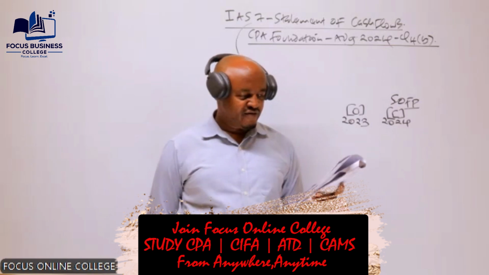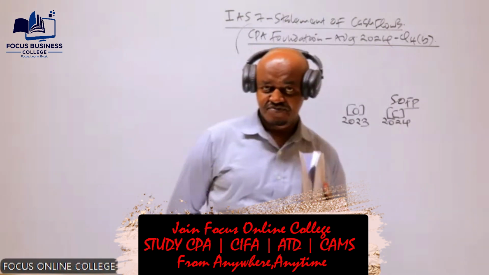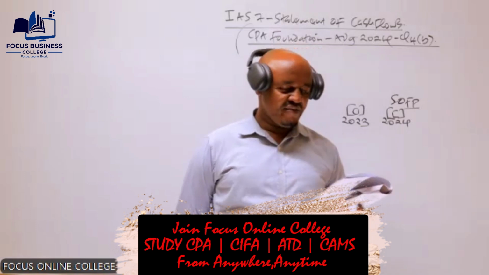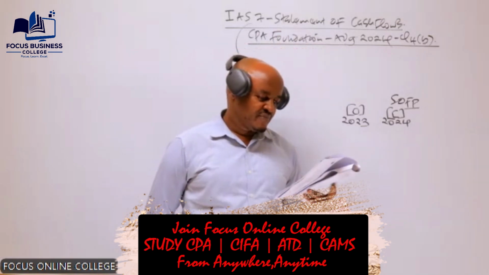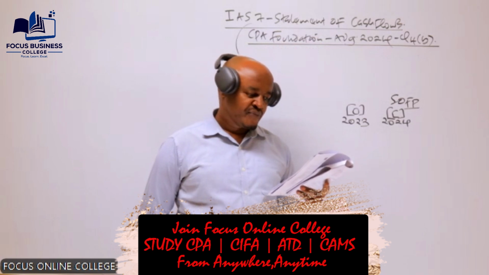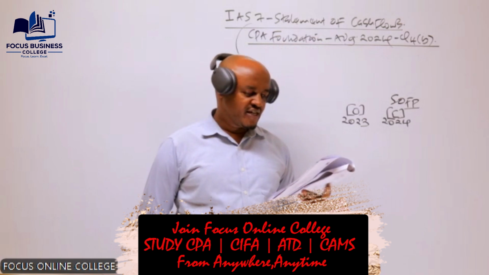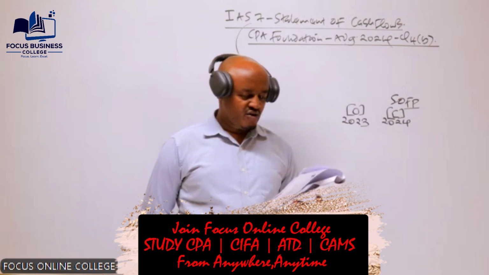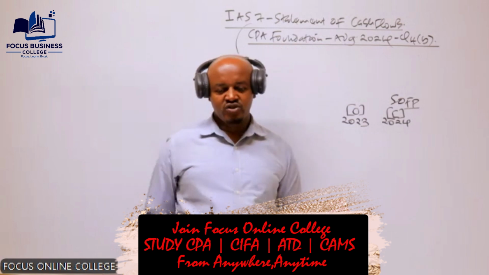Then we have additional information, note number 1 all the way to note number 7. So what are we required to do here? We're required to prepare a statement of cash flows for the year which ended 31st of March 2024, in accordance with International Accounting Standard number 7, which governs the preparation of the statement of cash flows.